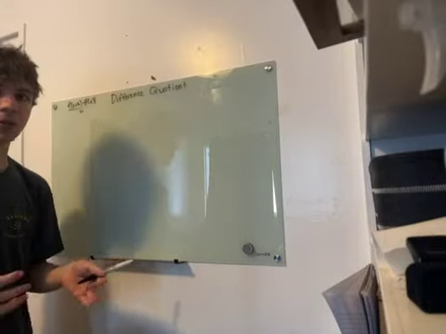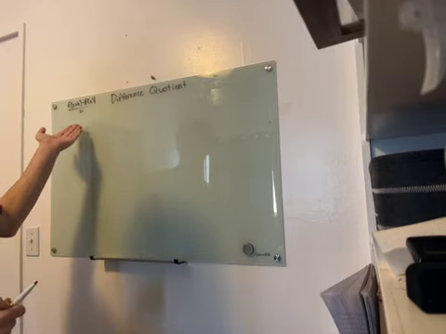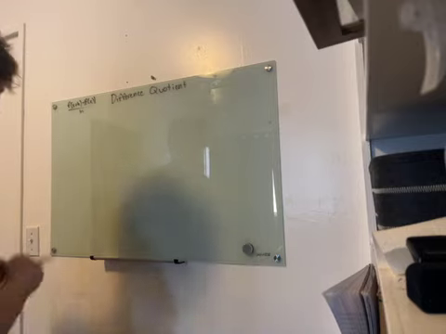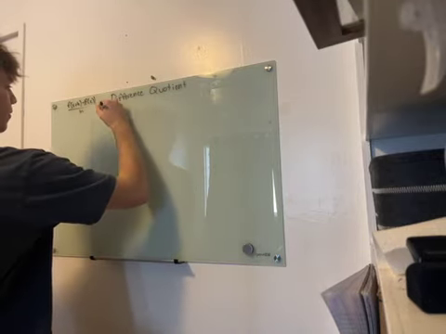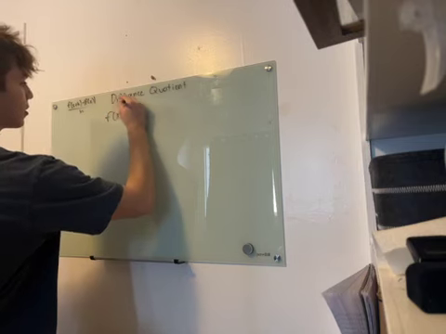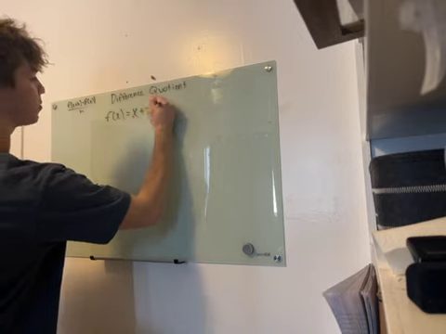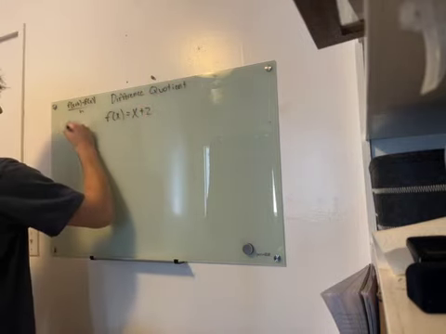Alright, so the difference quotient equation is f of x plus h minus f of x, all over h, and this is all when h is not equal to 0. So for a simple example, I'm going to have our function f of x just equal to x plus 2.